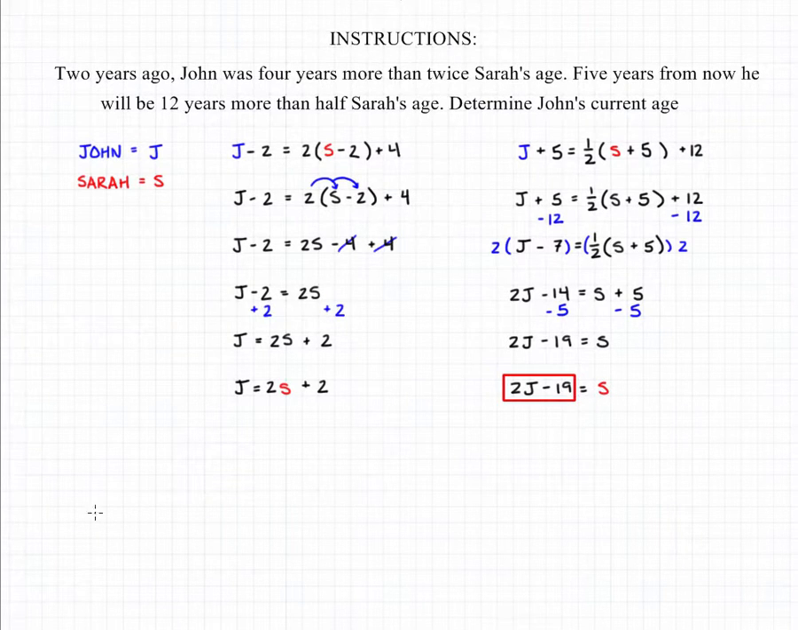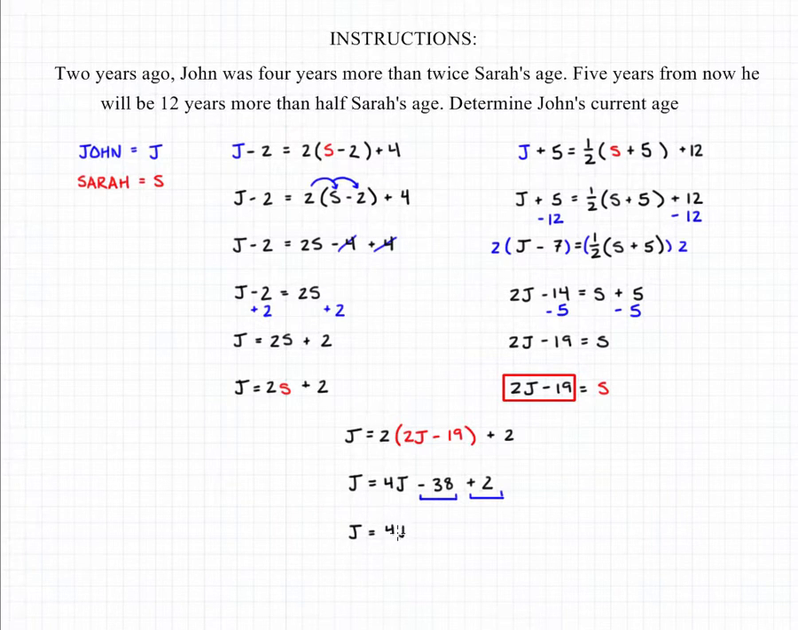So we're going to rewrite our first equation as J equals 2 times the quantity 2J minus 19, and that is going to then have 2 added to it. And now we can solve for J. So we have J, if we distribute through that 2, we have 4J minus 38 plus 2. We can combine like terms, that negative 38 and that positive 2, and that's going to give us J is equal to 4J minus 36.